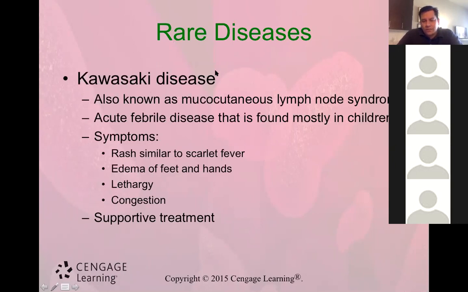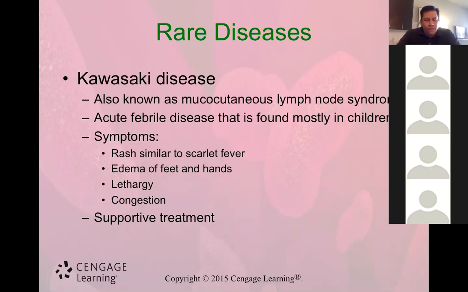Rare diseases related to the lymphatic system. Kawasaki disease, also known as mucocutaneous lymph node syndrome, consists of an acute febrile disease that is found mostly in children. The symptoms are a rash similar to scarlet fever, edema of feet and hands, lethargy, congestion, and the treatment is supportive, just treating the symptoms, the fever, the pain, the hydration of the patient.